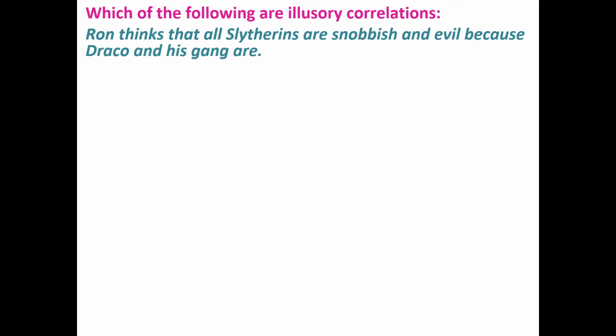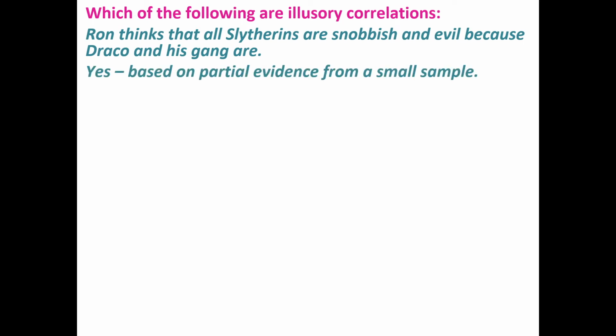Okay, the first one about Ron thinking that about Slytherins. Yes, because it's based on partial evidence from a small sample. So that is an illusory correlation. Ron doesn't like Draco because he's not very nice and his gang are all pretty horrible. But he's kind of making that illusory correlation to everyone who's ever been in Slytherin is like that. Now, I know in the world of Harry Potter that's probably true, even though Harry Potter is fictional.